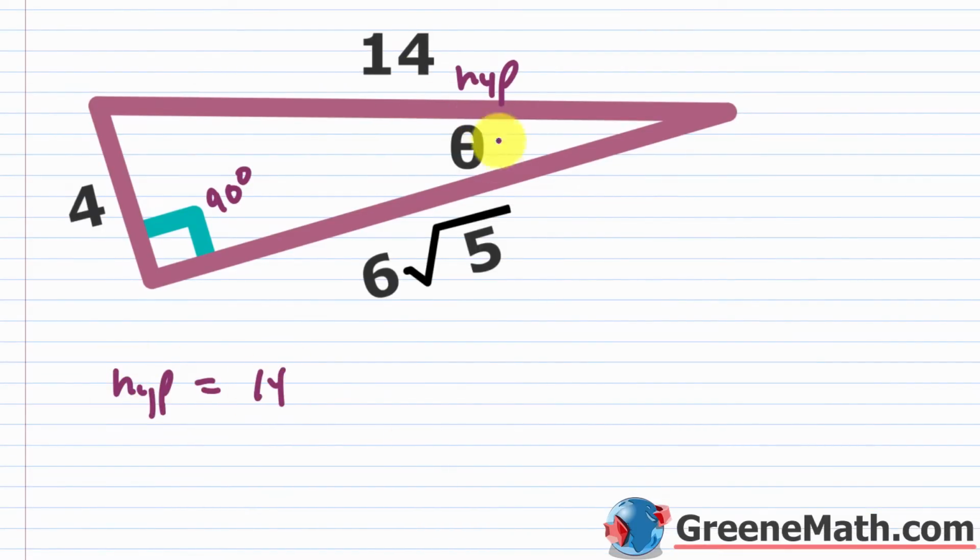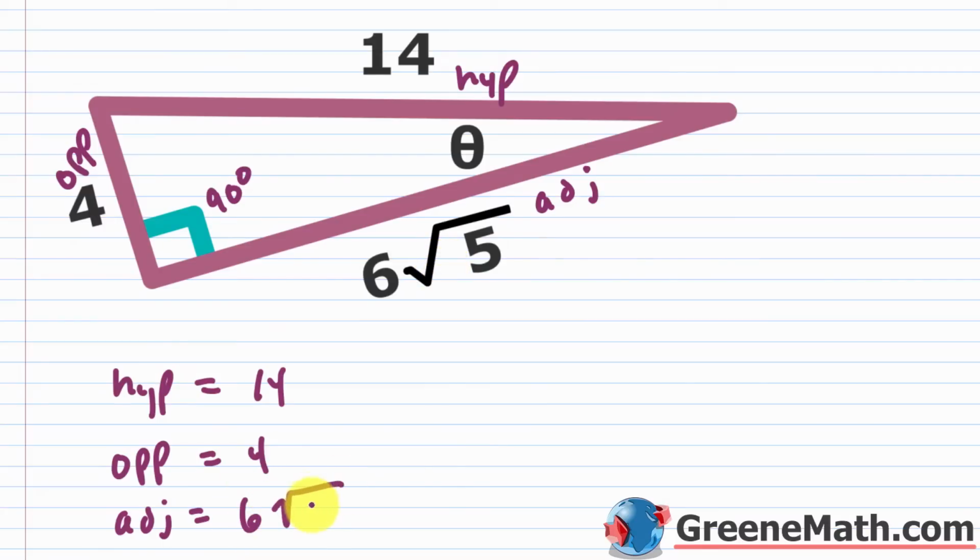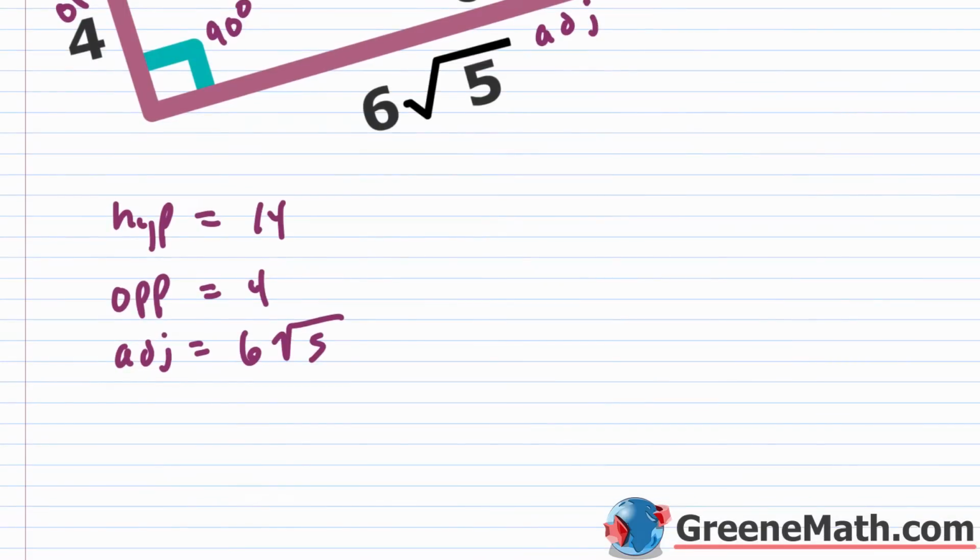And then we're dealing with this angle theta here. So opposite of that is this guy over here. So let me put OPP for opposite. And then for the opposite, the length is given as 4. And then this guy right here is going to be adjacent. So let me put ADJ for that. So this is adjacent, and the length is 6 times square root of 5. So now that we have all this information, we don't need the triangle anymore.